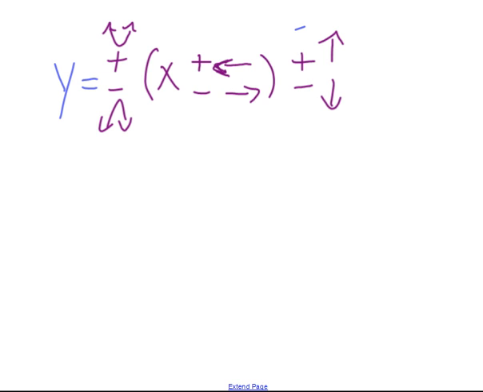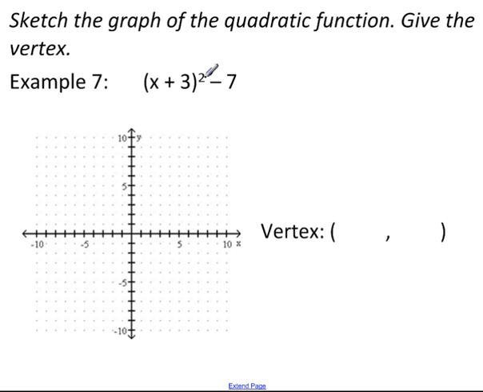Once you're done writing that down, go ahead and take a look at number 7. Example number 7, see if you can get that one on your own. I'm going to hit pause and take care of that.